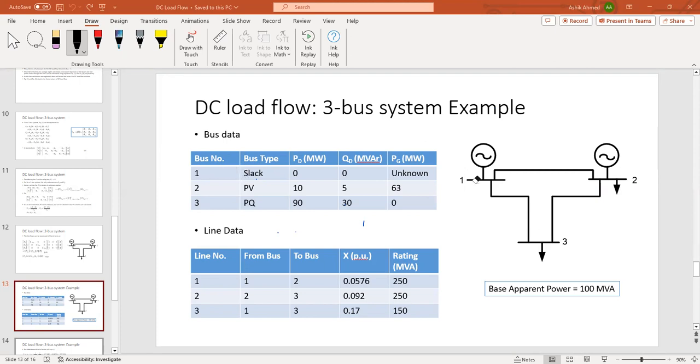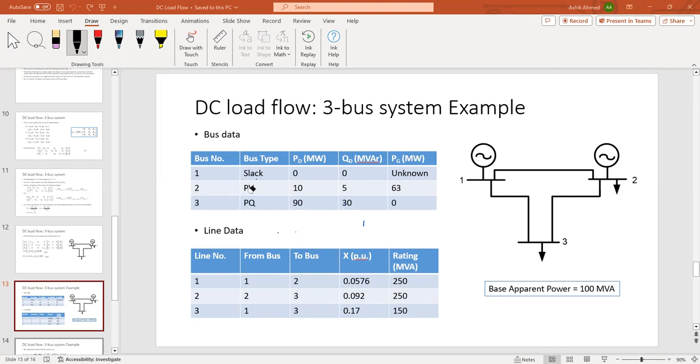Bus number 1, you see there are no demands given. No loads connected, so both PD and QD are 0. What about PG? PG is the unknown. You have to find it out through the solution of your DC load flow.